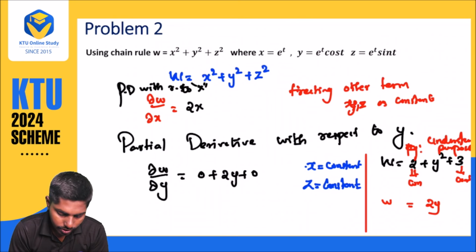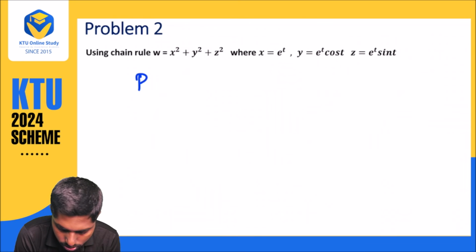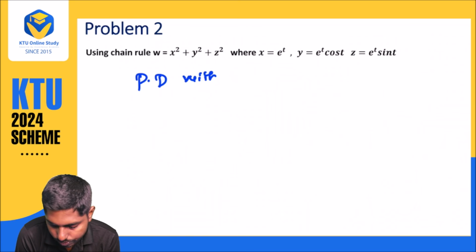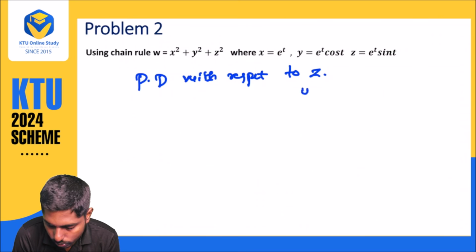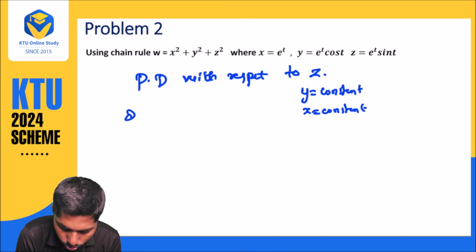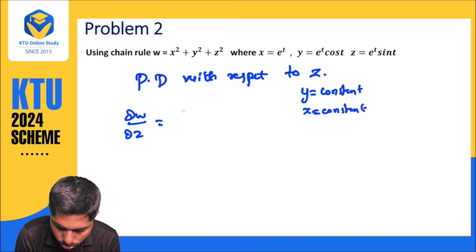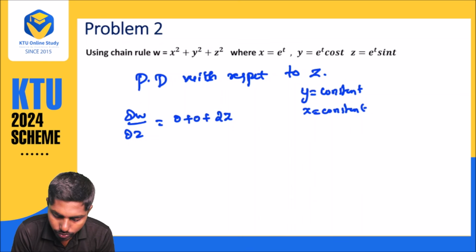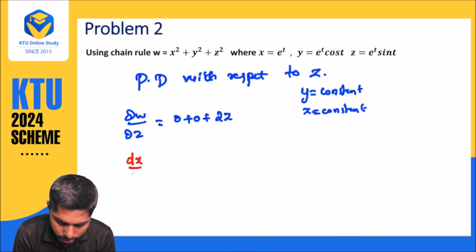Similarly, the partial derivative with respect to z means y is constant and x is constant. So ∂w/∂z will be 0 + 0 + 2z. Now what do we want to identify? We want to identify dx/dt.